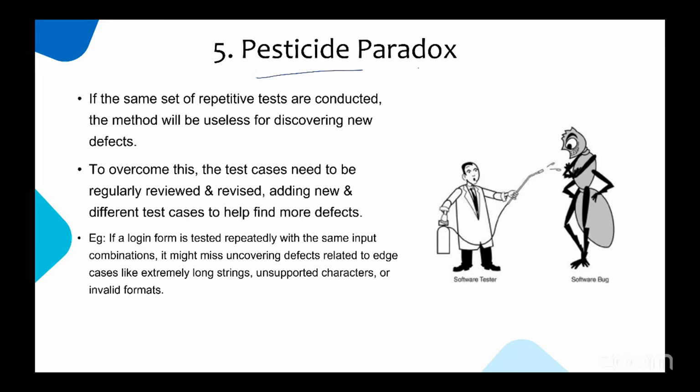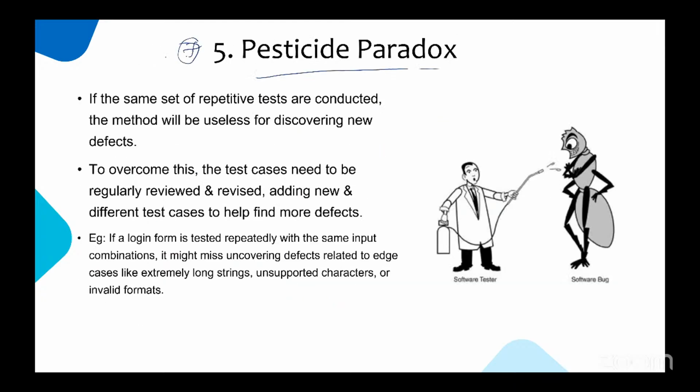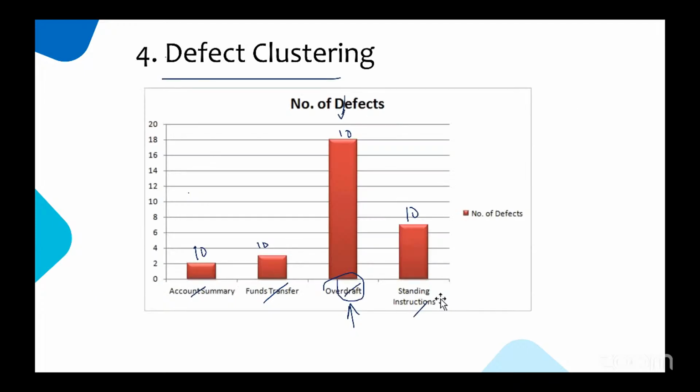Then comes the pesticide paradox. This is also a very, very important one. Even for automation, this is very important. Defect clustering I can also apply to automation, which is going to execute maybe in 30 minutes, with 100 plus or 200 test cases all together. We can use this also. For example, I put this for automation.